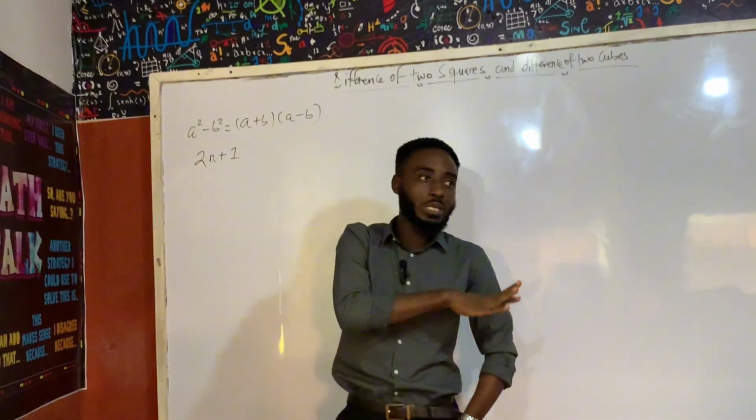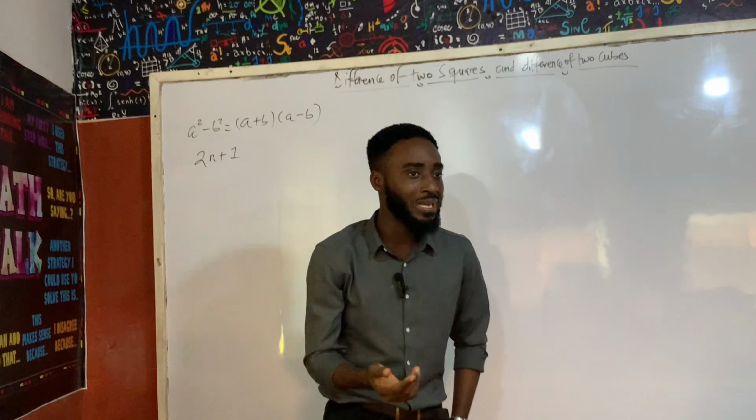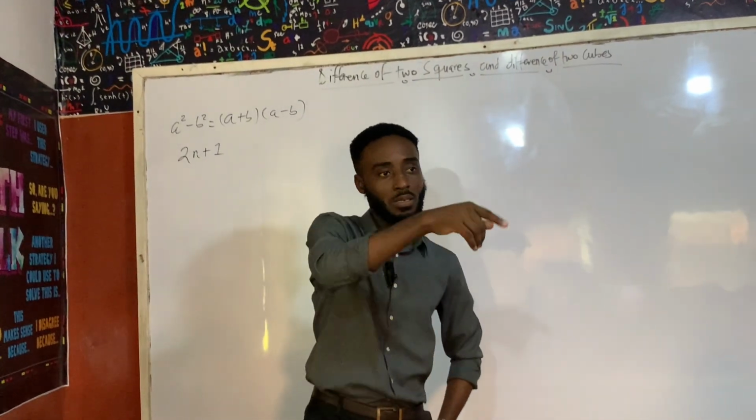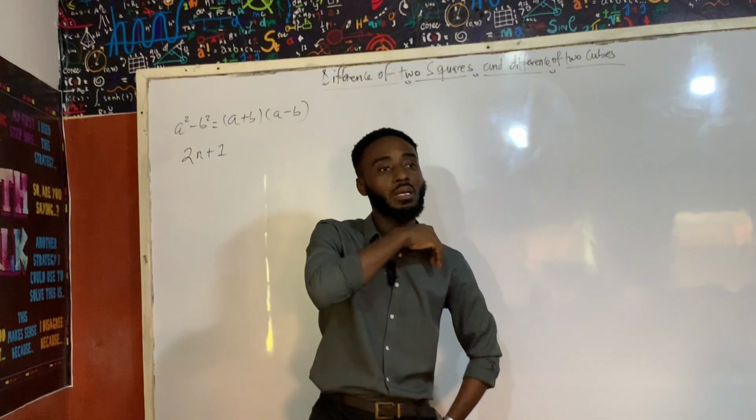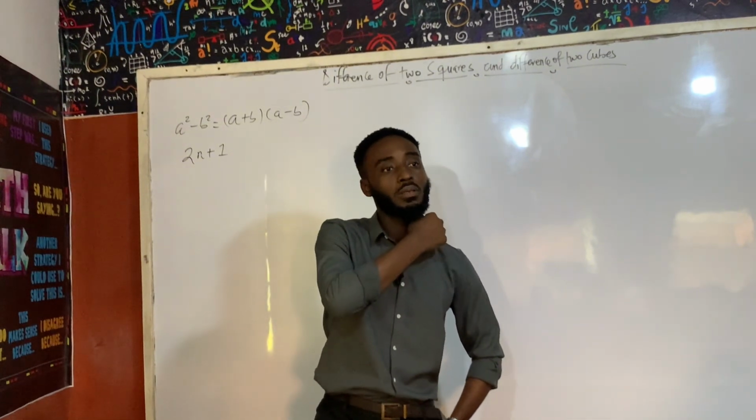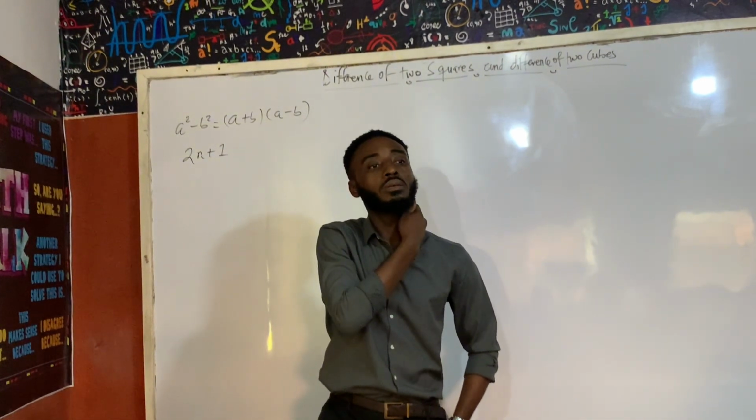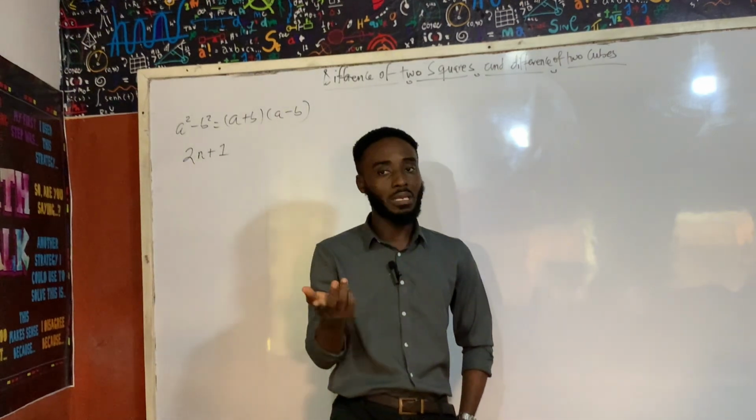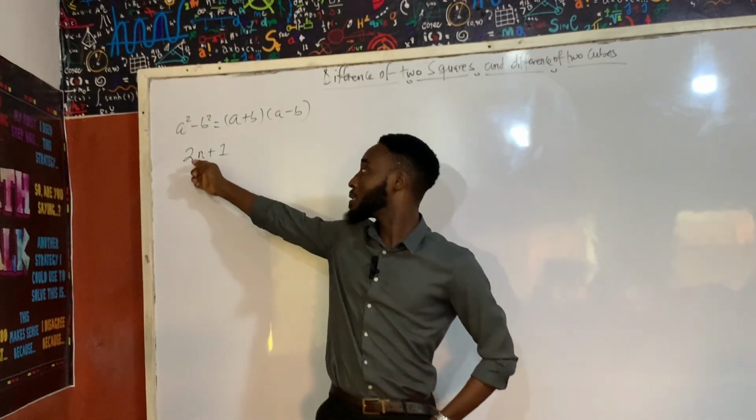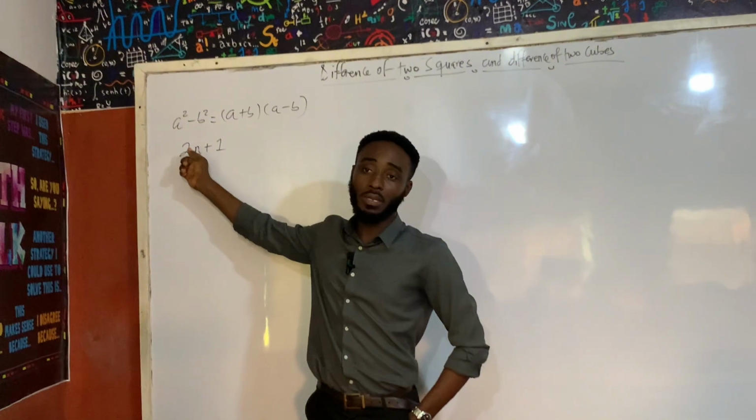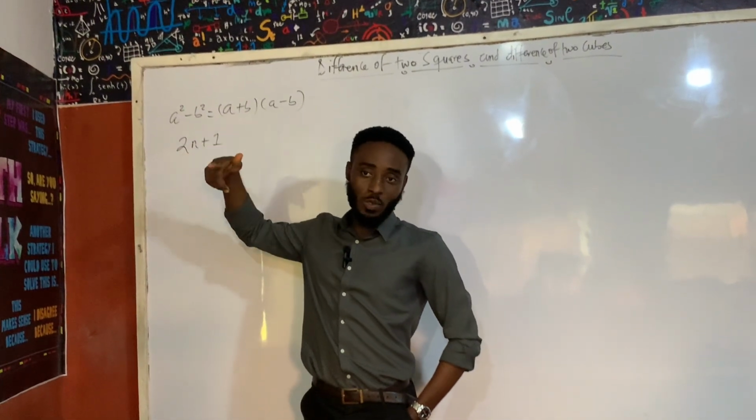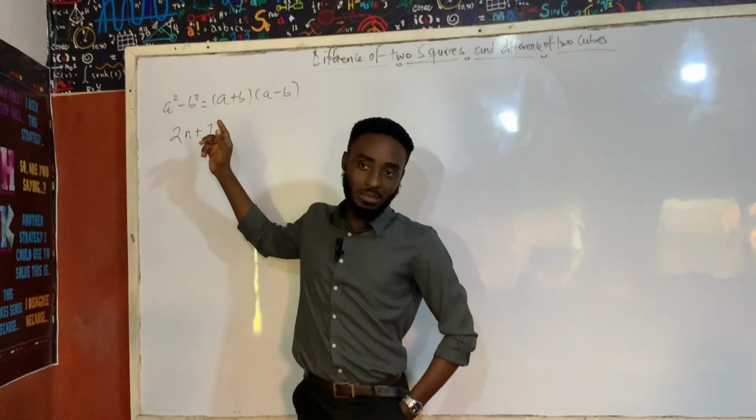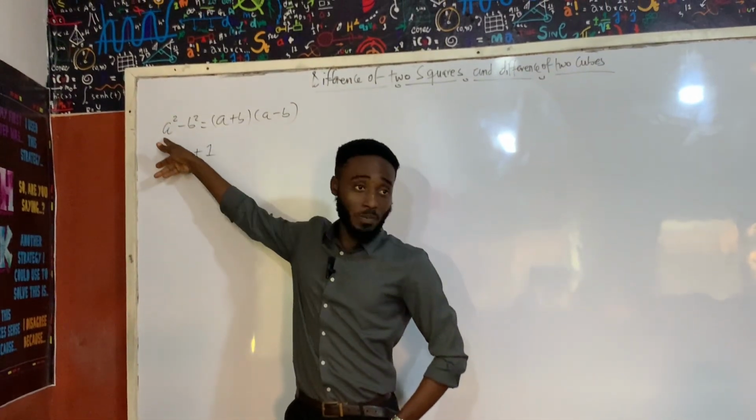So let's just use any values of n. Before that, what are odd numbers? Exactly. So when you divide them by 2, you get a remainder. So if I use a value like, let's say 3, I'll get 6 plus 1, 7. 7 is odd. Even if I use an even number, 4, 8 plus 1, 9. So every odd number can be expressed like this.